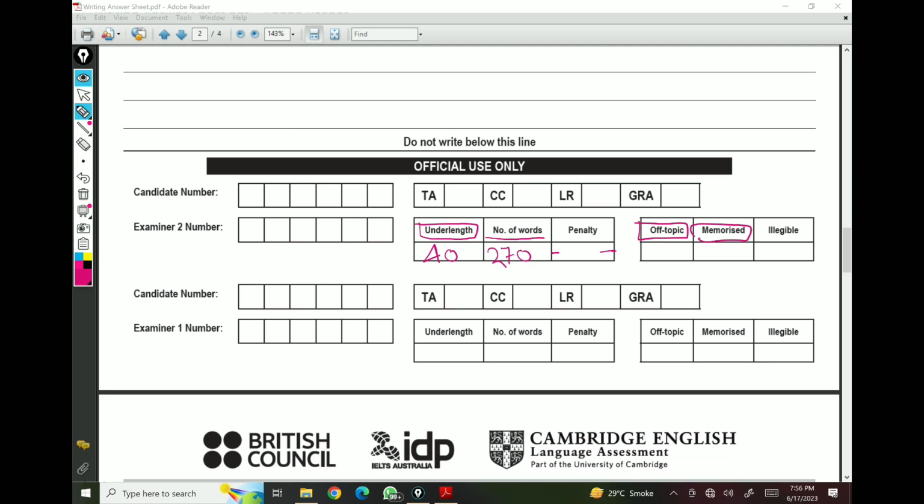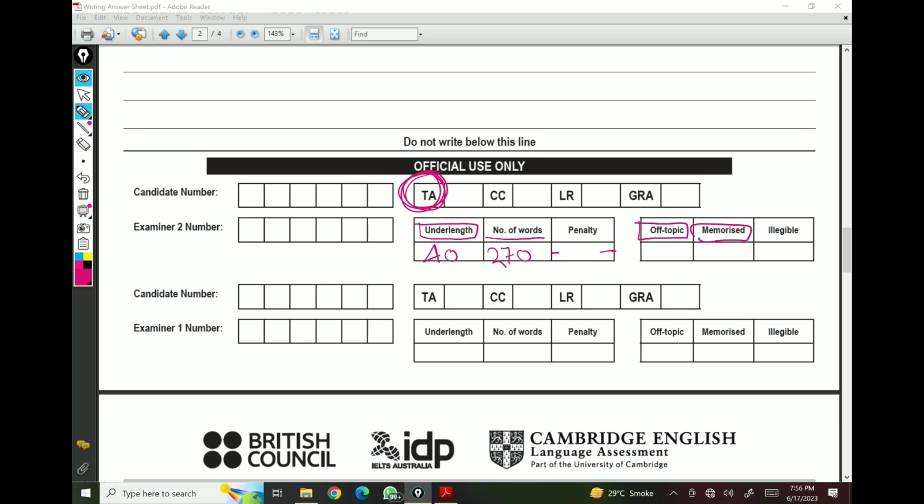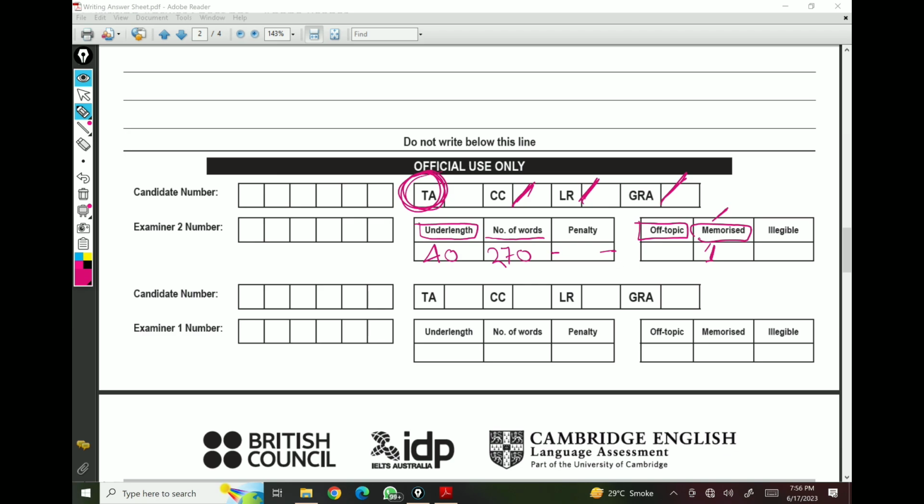A student asked me once, sir, if I memorize an answer, they may give me low band in coherence and cohesion, but grammar, vocabulary, I'll get a good band. But if task response is not there, it doesn't matter, not at all. Task response is the first and most important thing. If you achieve task response, then they will check coherence and cohesion, LR and GRA. And if there is no task response, they will not go further, and your answer will be considered a memorized answer, and the score for a memorized answer is 1 band.